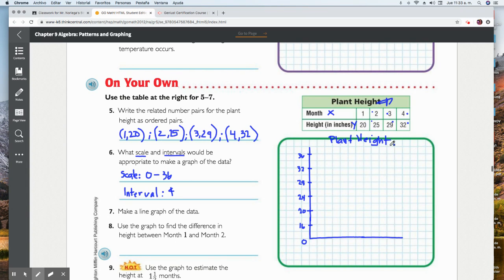Just going to write it on the top. Okay, the numbers that go right here on the bottom are the numbers for the month. We're not using the names of the month in this case, we're using the numbers. So I'm going to skip one line, and this is number 1.